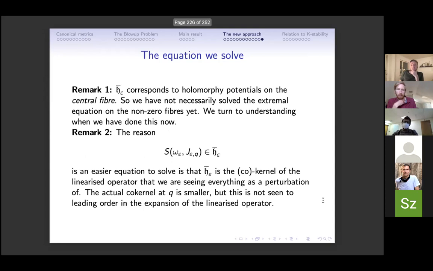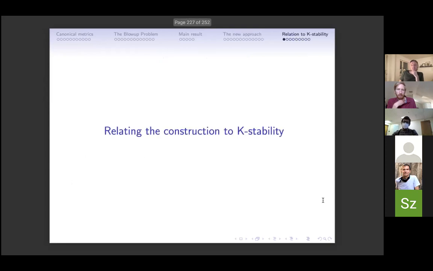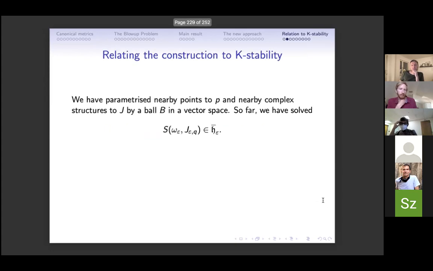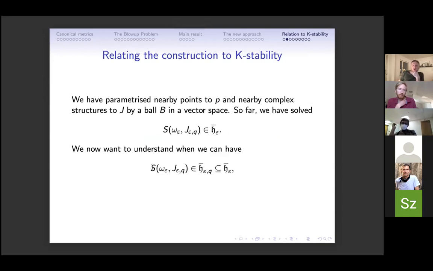So the second step in the approach is relating the construction to K-stability and understanding when we have actually solved the equation that we wanted. I only have like 5 minutes left, so I'll be a bit brief about this step. But what we have is that we have parameterized all nearby points to Q and nearby complex structure by a ball in a vector space. We have solved this more general equation than the extremal equation. And now we want to understand when this actually lies in some sort of subspace.